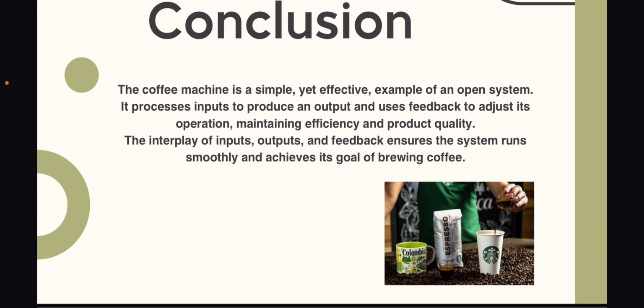I was saying that the coffee machine is an open system because it exchanges things with its environment and receives energy. In contrast, closed systems don't interact with their environment, which doesn't apply to the coffee machine. Therefore, the coffee machine is clearly an open system.